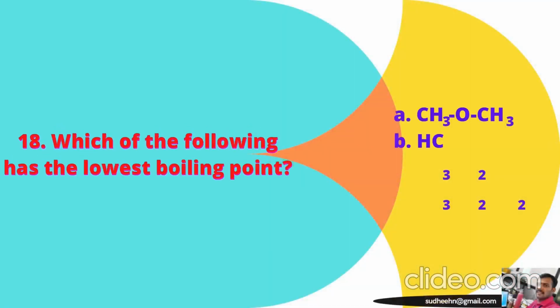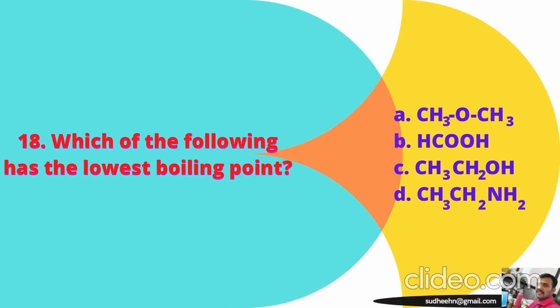Question number 18. Which of the following has the lowest boiling point among these? CH3OCH3, that is dimethyl ether. Option B, HCOOH, that is formic acid. Next, option C, that is CH3CH2OH, that is ethanol. This is also called drinking alcohol. Next, option D, that is CH3NH2, that is methylamine.